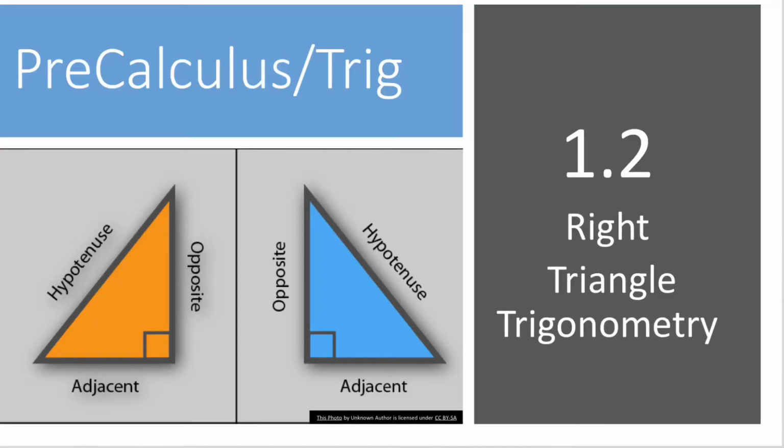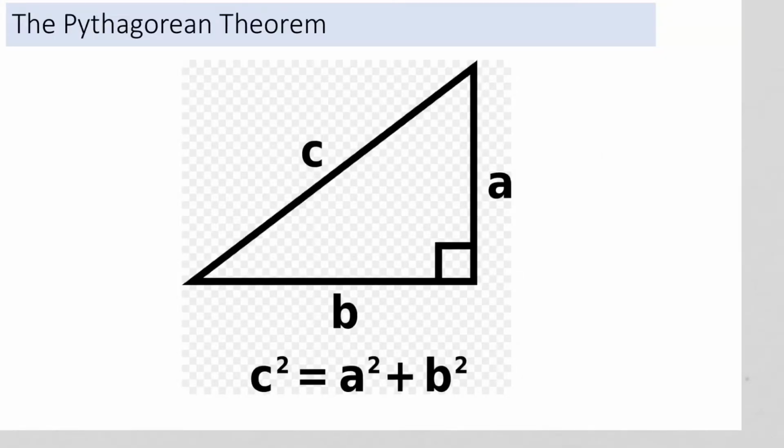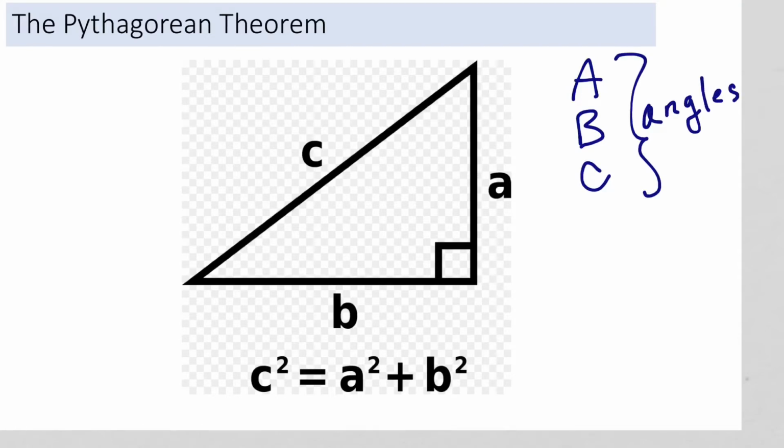Hello and welcome to Pre-Calculus Trig, Section 1.2 on right triangle trigonometry. So in this unit, we're going to have a standard way of putting our letters on our triangles. Our capital letters A, B, and C will be used for the angles. And our lowercase letters a, b, and c will be used for our sides.